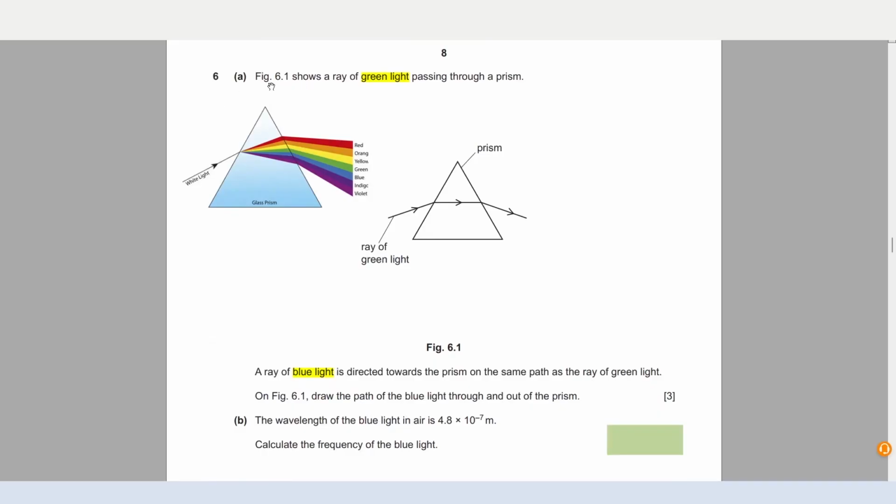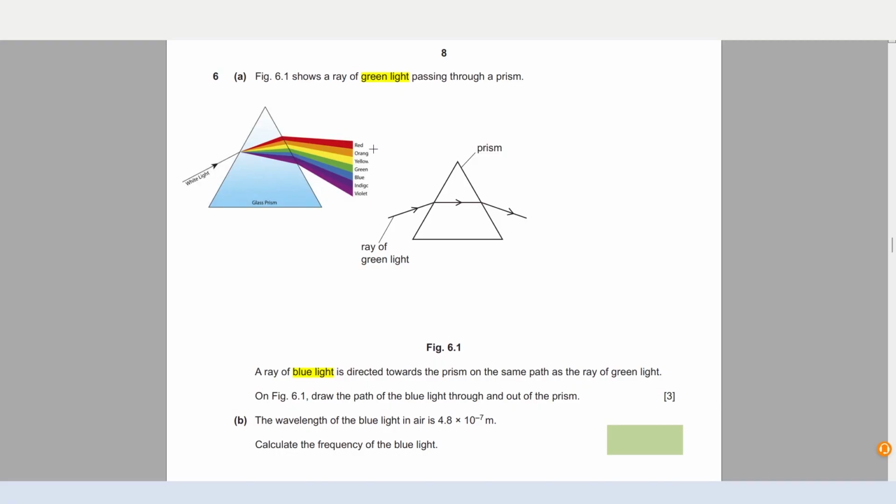Question number 6a. Figure 6.1 shows a ray of green light passing through a prism. So here's the ray of green light which is passing through a prism. A ray of blue light is directed towards the prism on the same path as the ray of green light. On figure 6.1, draw the path of the blue light through and out of the prism. I have given an example here. As we go down through the spectrum, the lines will get away from the normal. This is the rule and you have to learn this.